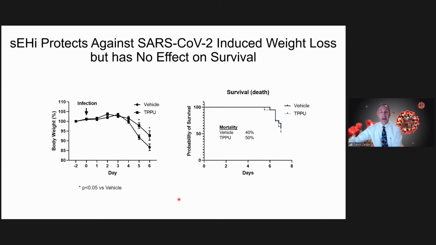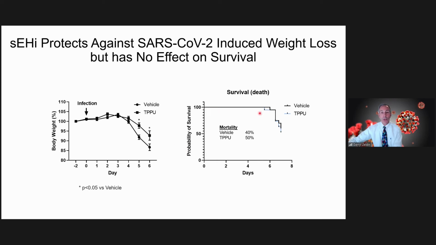As shown earlier, mice begin to lose weight on day 4 post-infection and continue to lose more weight before succumbing to infection on days 7 to 8. Importantly, TPPU significantly attenuated the weight loss, which is a clinical sign of disease in this model. On day 6, vehicle-treated mice lost 14% of their body weight, whereas TPPU-treated mice lost only 8% of their body weight on average, and these differences were statistically significant.